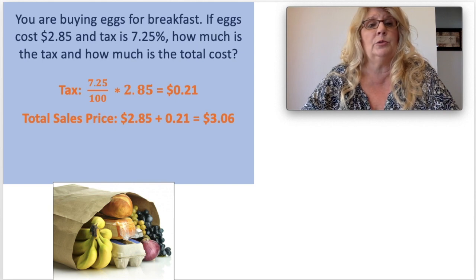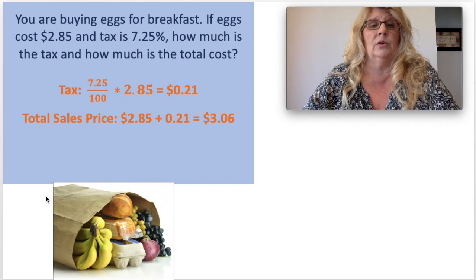So we're going to the grocery. We're going to buy eggs for breakfast. If eggs cost $2.85 and tax is 7.25%, how much is the tax and how much is the total cost? So first, 7.25 divided by 100 times $2.85, the cost, you get 21 cents tax. So the total is $2.85 plus 21 cents for a total of $3.06 for your dozen eggs.